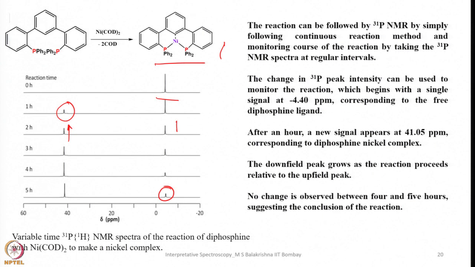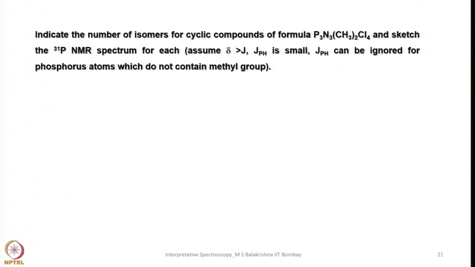Not only in this reaction, but when we are doing catalytic reactions also, the consequences observed on phosphorus in a catalytic reaction can be very nicely followed using 31P NMR spectroscopy. Now, one more interesting example is with respect to cyclotriphosphazene. Indicate the number of isomers of cyclic compounds of the formula and sketch the 31P NMR spectrum for each.